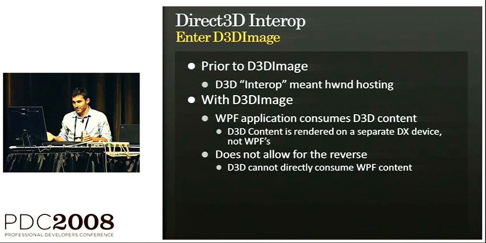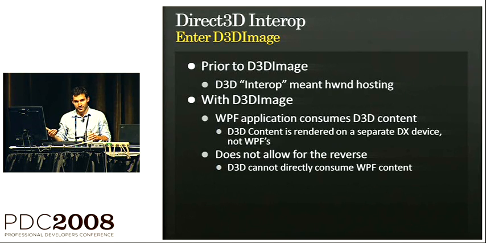So with D3D image, we've solved this. What you do is you basically create your own Direct3D device, you render your content to it off screen, and then you give us a pointer to the surface of that D3D content, and we'll copy it over and we'll use it in WPF like we would any other content.